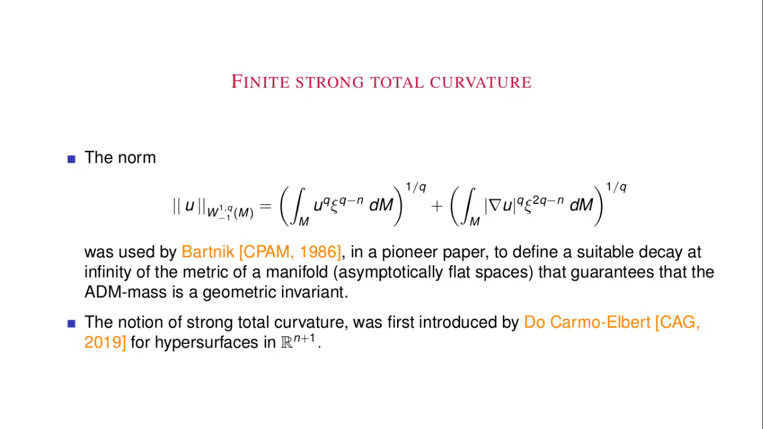It was used by Bartnik in a pioneer paper, and used it to define a suitable decay at infinity of a metric of a manifold that guarantees that the ADM mass was a geometric invariant. I mean, it does not depend on the coordinates. So it's to define asymptotically flat spaces. And it was already used by Do Carmo and Alencar for hypersurfaces in R^{n+1}. So we use it again, and it works here again as well.